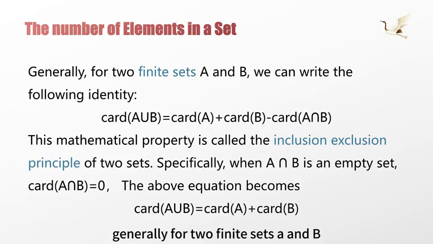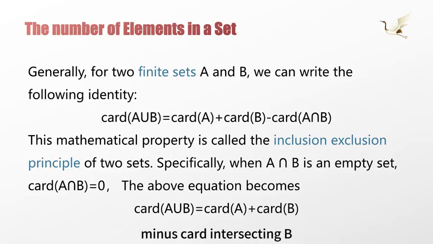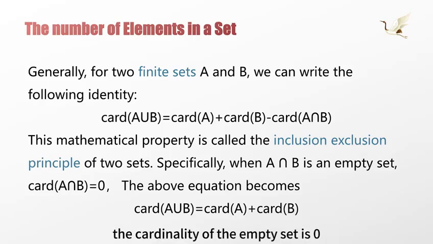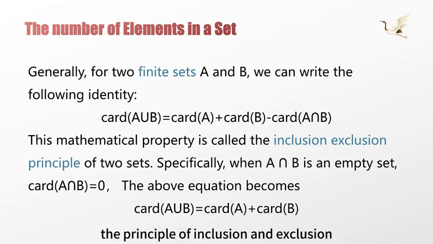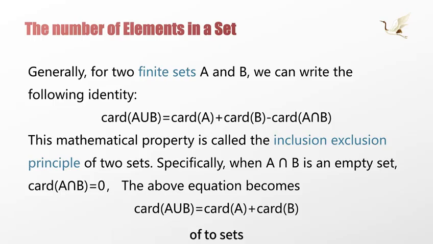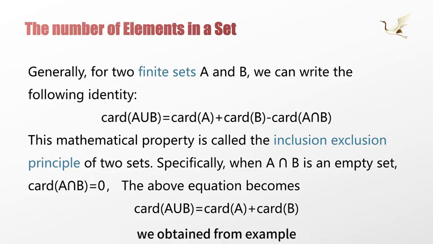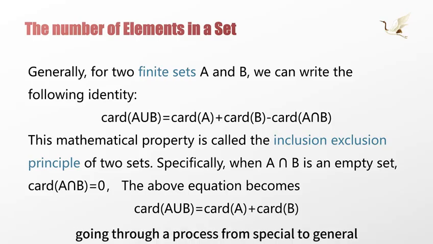Generally, for 2 finite sets A and B, we can write the identity card(A ∪ B) is equal to card(A) plus card(B) minus card(A ∩ B). When A intersect B is the empty set, the cardinality of the empty set is 0, so this identity can be applied to any sets A and B. We call this property the principle of inclusion and exclusion of 2 sets. We have extended the mathematical formula we obtained from example 1 to the general principle of inclusion and exclusion, going through a process from special to general.